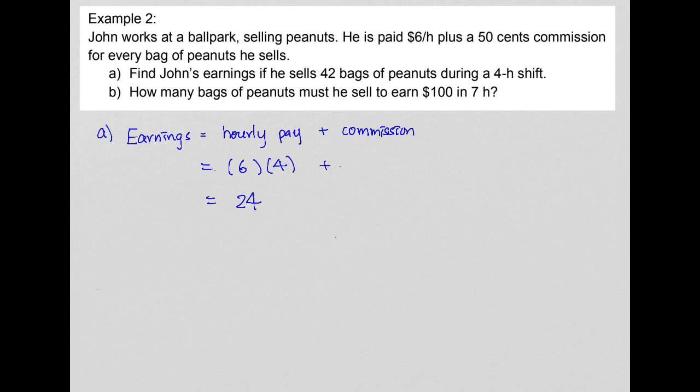And he sells 42 bags of peanuts. But for each bag he sells, he gets 50 cents. 50 cents, you have to change to dollars. That means $0.5, which means $21. So in total, he gets $45.